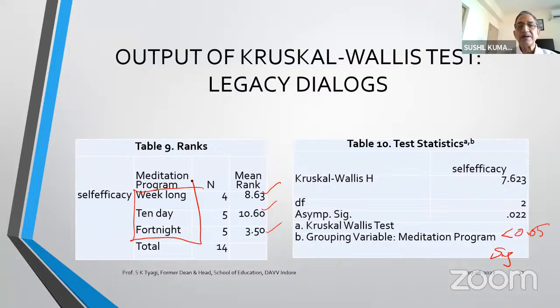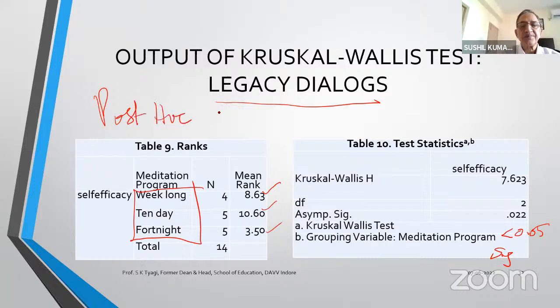Now, the disadvantage of this legacy dialog option is that we do not have post hoc analysis in this particular option. Post hoc is not there. So if there are significant differences among groups like this, then the independent samples option is the better option, and you should follow that.